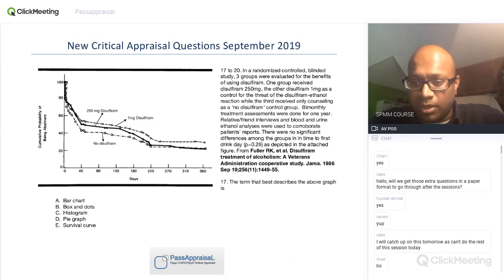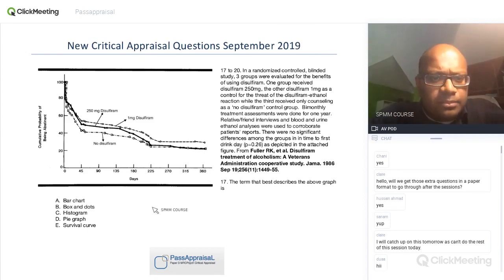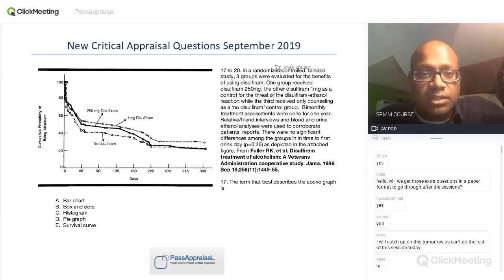Okay, so now we have 3 curves. One curve is 1 milligram of disulfiram. The other is 250 milligram of disulfiram. And then we have the no disulfiram curve. So we have 3 curves. Probability of surviving relapse is plotted against the time that you remain abstinent from alcohol use. So let's read the text.